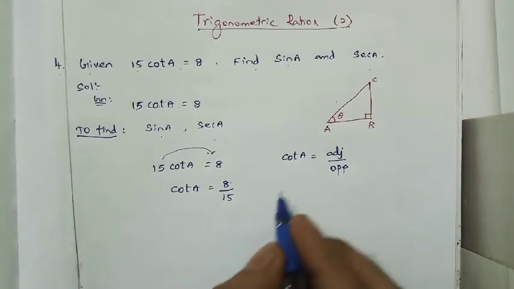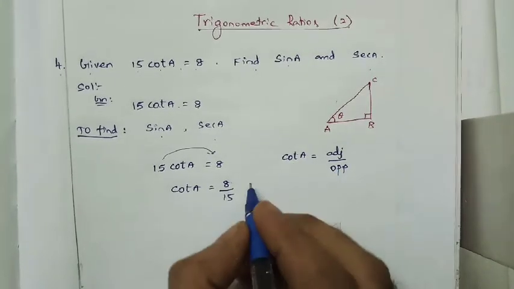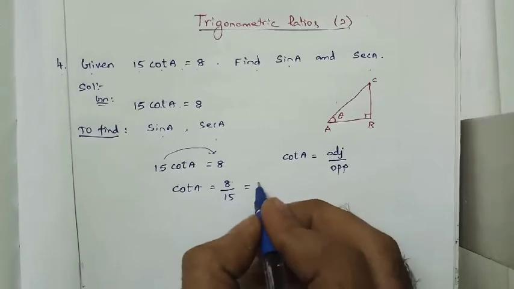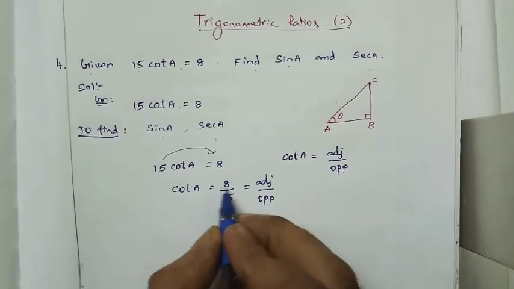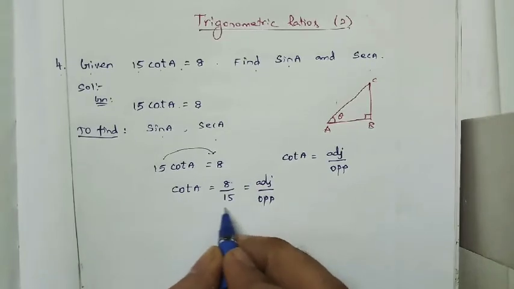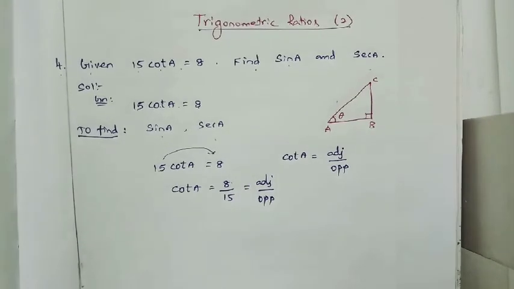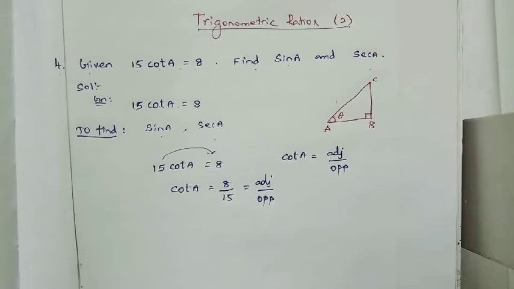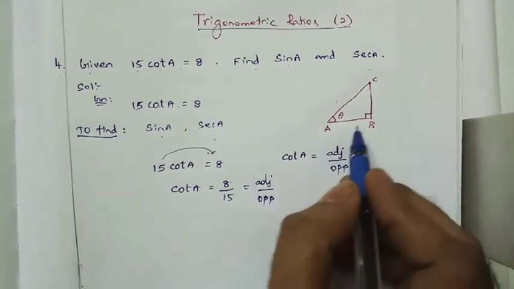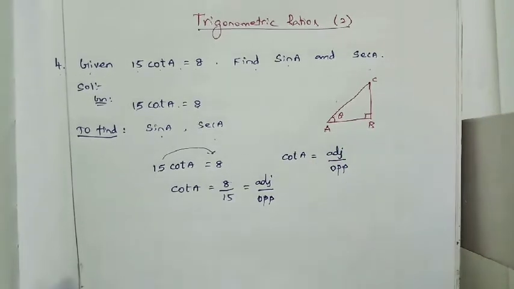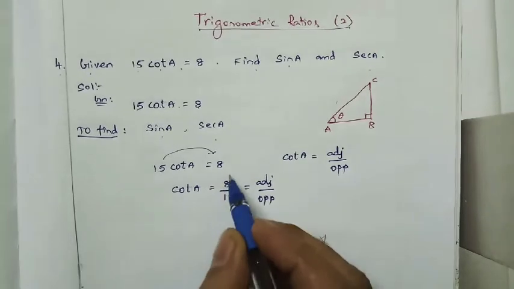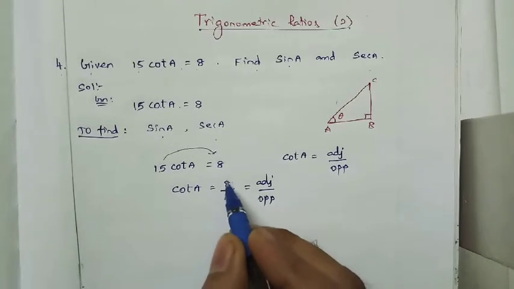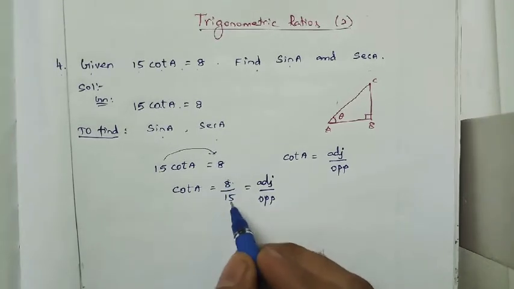Now we already know the formula: cot A is adjacent side divided by opposite side. So the adjacent side is 8 times and the opposite side is 15 times. Why am I using the word times? Usually the adjacent side you can take as 8 centimeters, or 8 meters or 8 millimeters, that is the length. But here it is in the form of a ratio, 8 by 15.